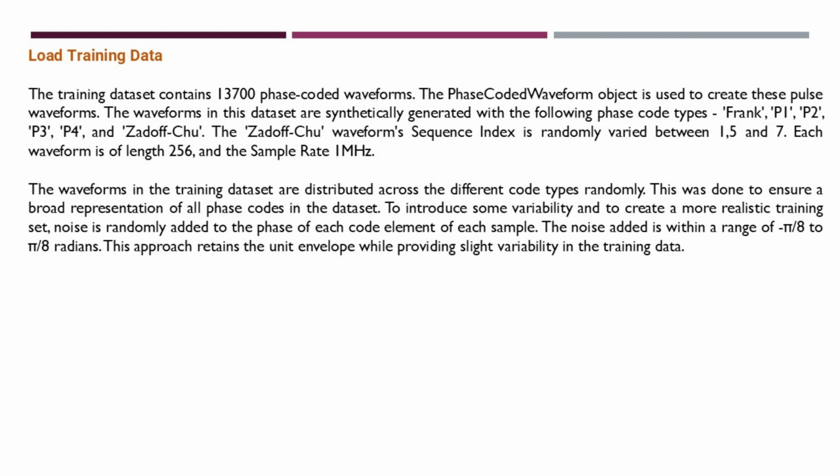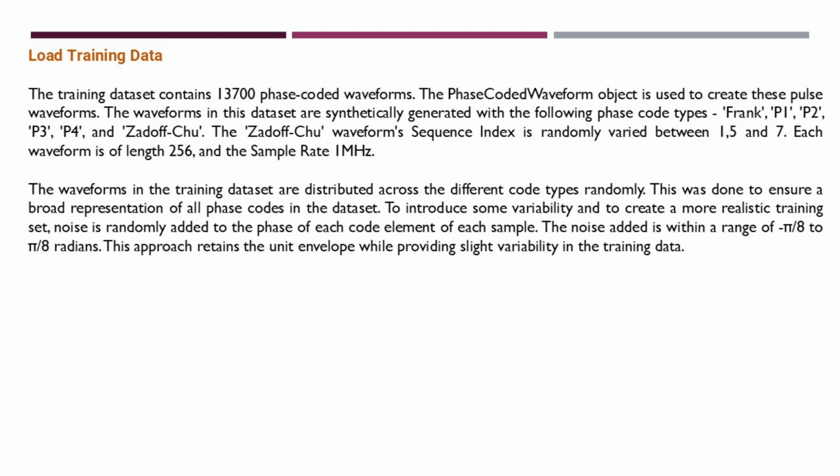Load training data. The training dataset contains 13,700 phase-coded waveforms. The phase-coded waveform object is used to create these pulse waveforms. The waveforms in this dataset are synthetically generated with the following phase code types: Frank, P1, P2, P3, P4, and Zadoff-Chu. The Zadoff-Chu waveform sequence index is randomly varied between 1, 5, and 7. Each waveform is of length 256 and the sample rate is 1 MHz.